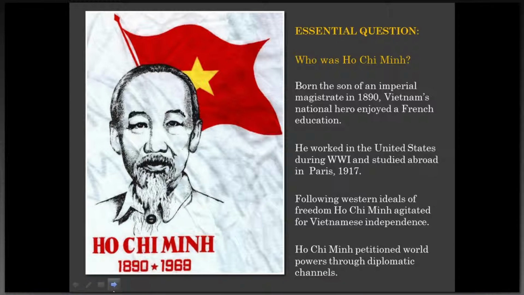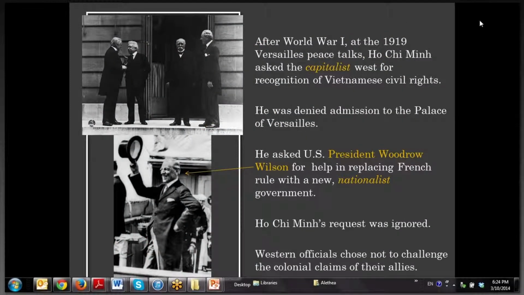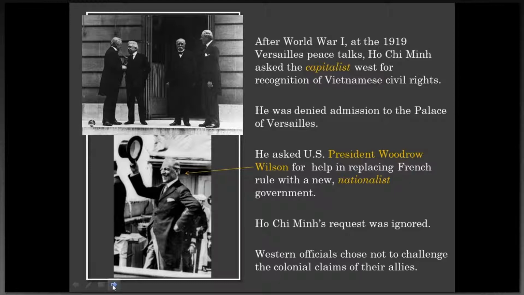He petitioned the world powers through diplomatic channels at the Treaty of Versailles, right? After World War I, at the Versailles peace talks, Ho Chi Minh asked the capitalist West for recognition of Vietnamese civil rights. He, of course, was denied admission to the Palace of Versailles talks. He even approached Woodrow Wilson for help in replacing French rule with a new nationalist government, but he was ignored. Western officials chose not to challenge the colonial claims of their allies.